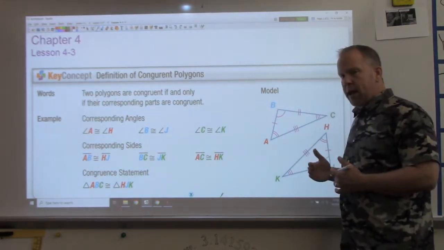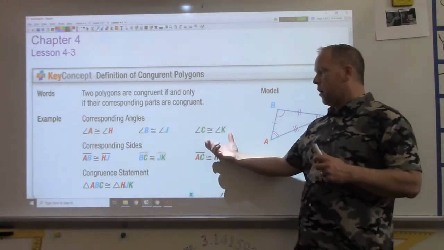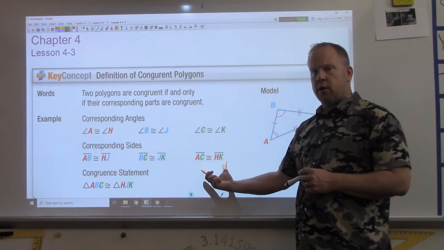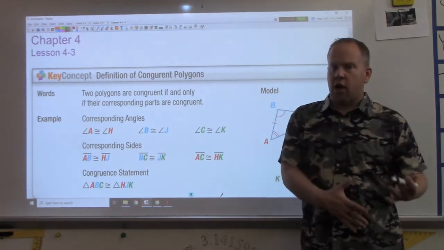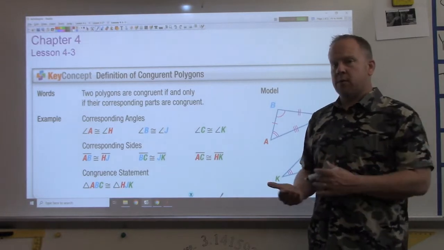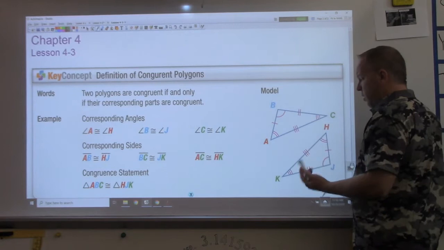Here I have two triangles, so I'm going to have 3 pairs of corresponding congruent angles, and I'm going to have 3 pairs of corresponding congruent sides. If you have an octagon, you're then going to have 16 different pairs. 8 pairs of sides, 8 pairs of angles. Okay? So looking at my diagram, they are already marked.